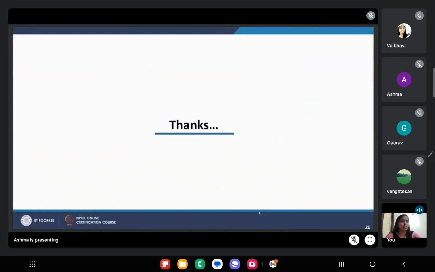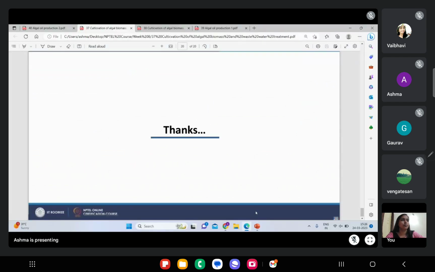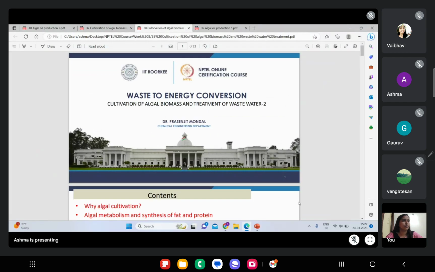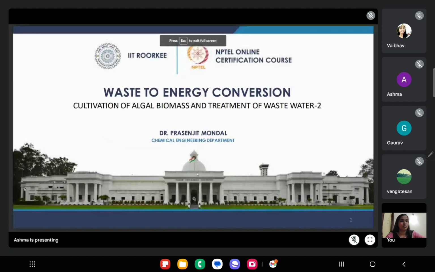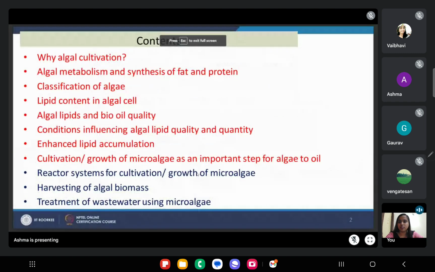So we'll move to the next module. In this module we will discuss the reactor system for cultivation or growth of microalgae, followed by harvesting of algal biomass and then treatment of wastewater using microalgae.